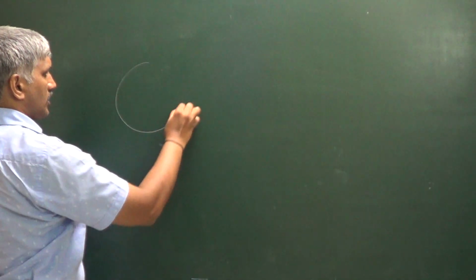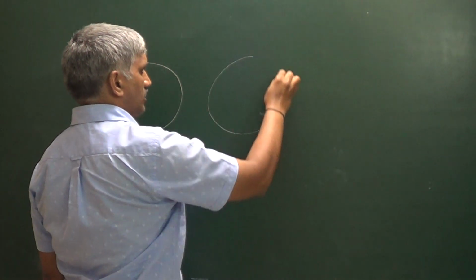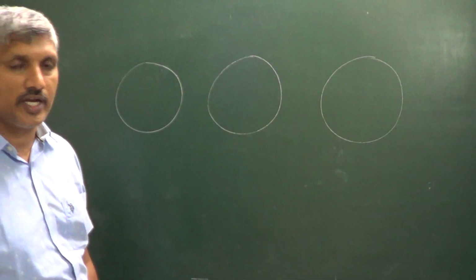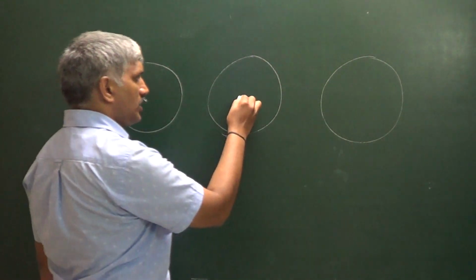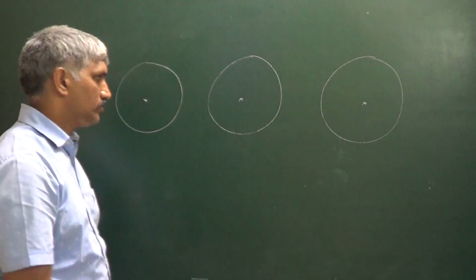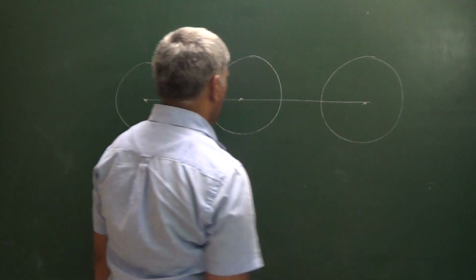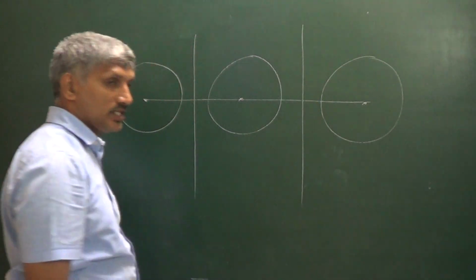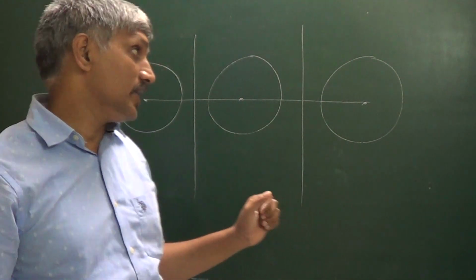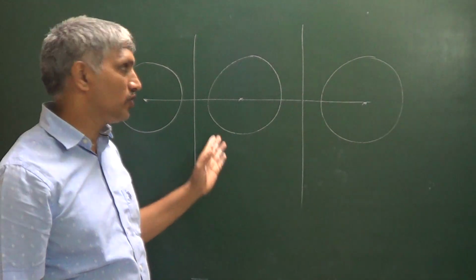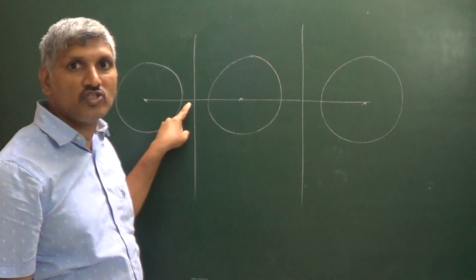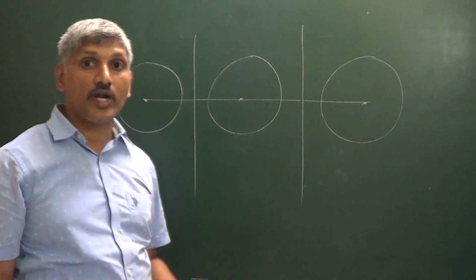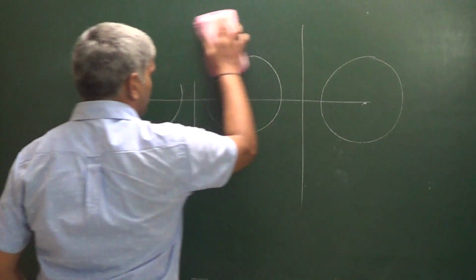Suppose you see this is one circle, this is another circle, this is one more circle. All these circles' centers are collinear, they lie on a straight line. These three centers are collinear. Now for these two circles this is the radical axis. For these two circles this is the radical axis. When these centers are collinear, then the radical axes are parallel, because as we know the radical axis is perpendicular to the line joining the centers. That's why these two radical axes are parallel.